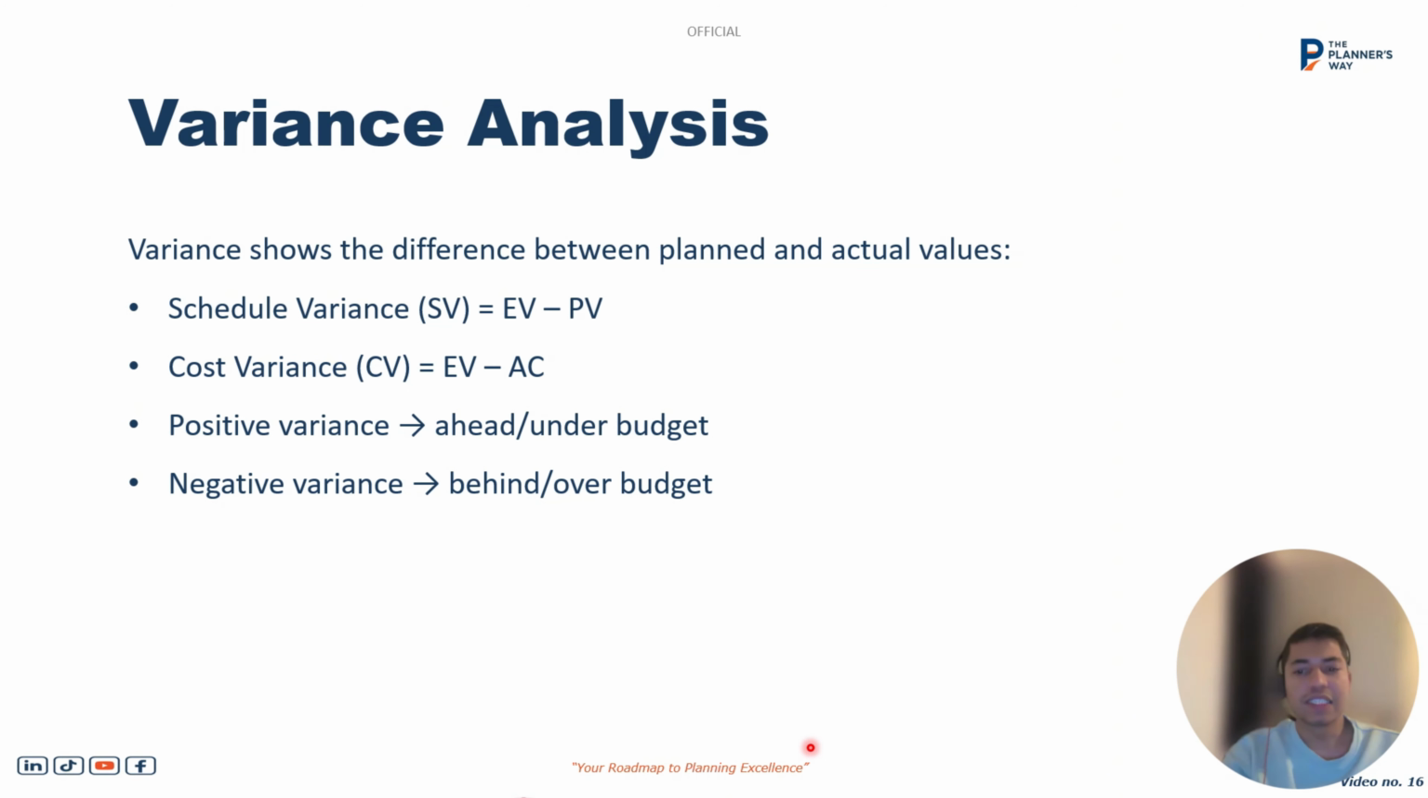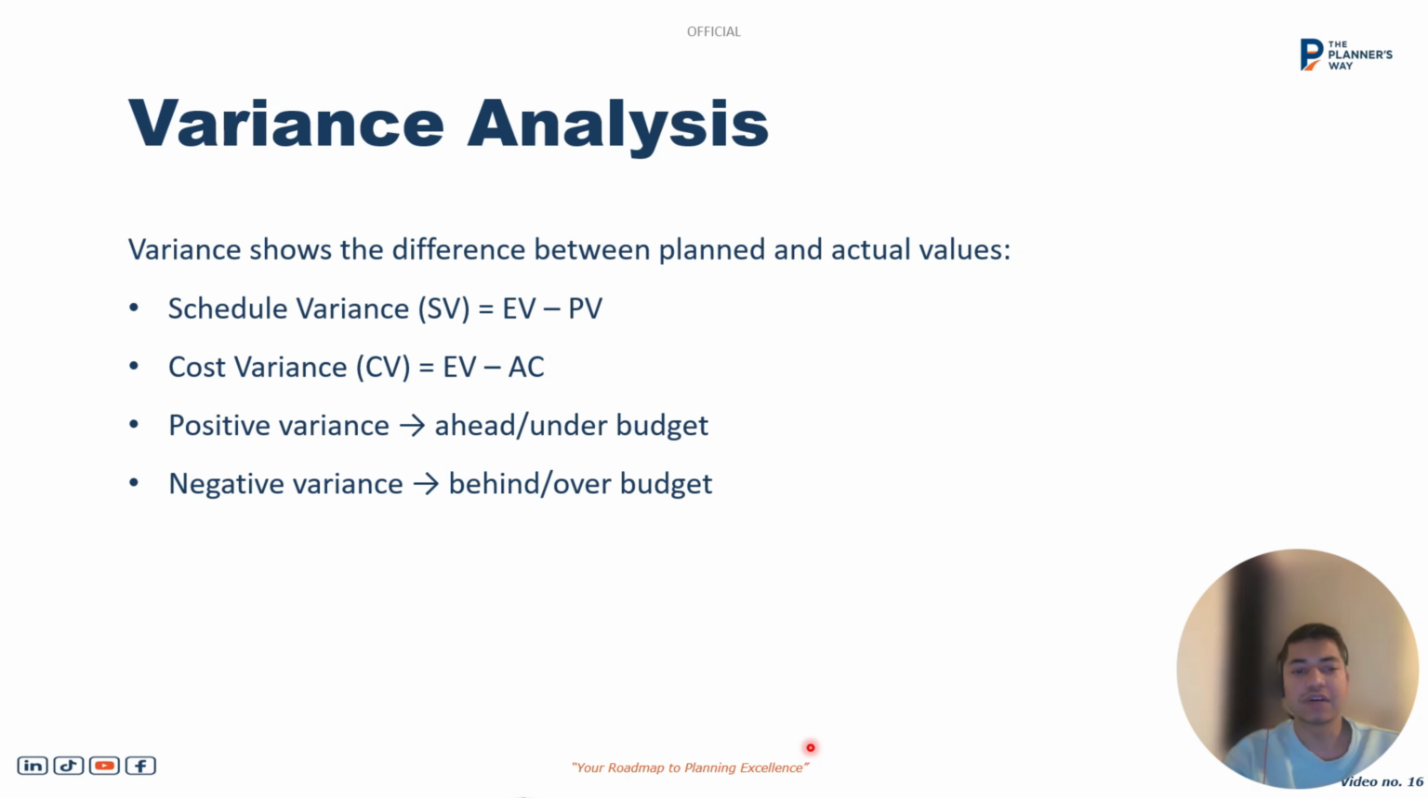Variance analysis is a technique which all the project managers rely on to track where we are in terms of progress. Variance analysis shows the difference between the plans and the actuals in terms of schedule and cost. In terms of schedule, we call it schedule variance, which is the earned value minus the planned value. And in terms of cost, it is the earned value minus the actual cost.